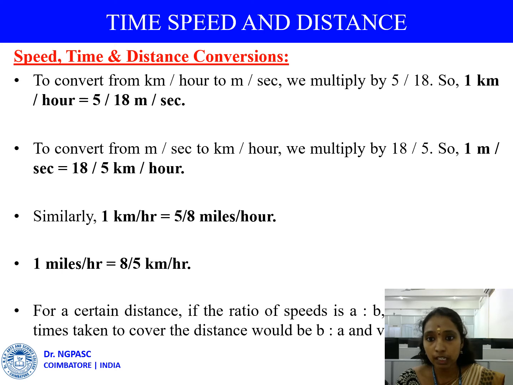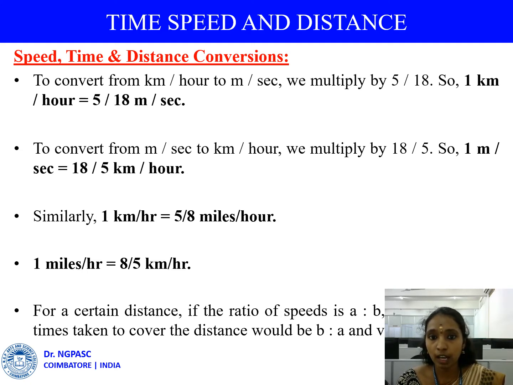So 20 into 18 by 5 means 5 fours are 20. So 18 into 4 is 72. So 72 kilometer per hour. So in this, 20 meter per second will be converted as kilometer per hour, that is 72 kilometer per hour is the answer. So next, 1 kilometer per hour.